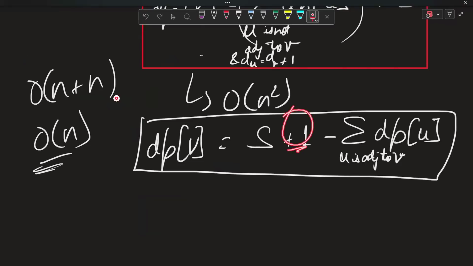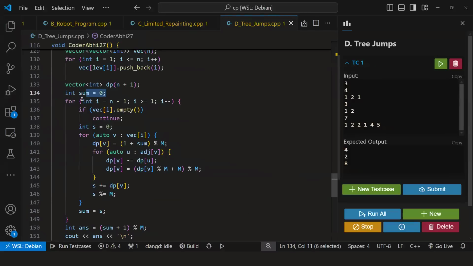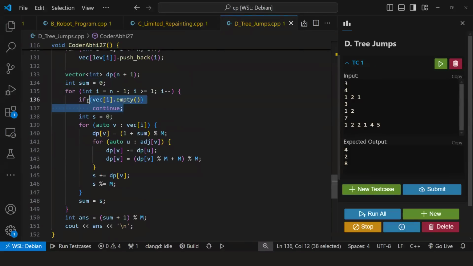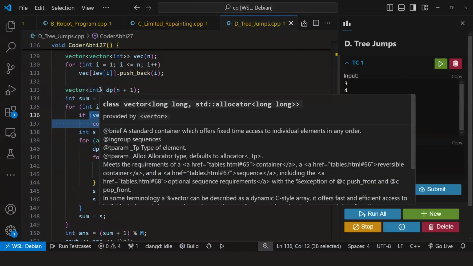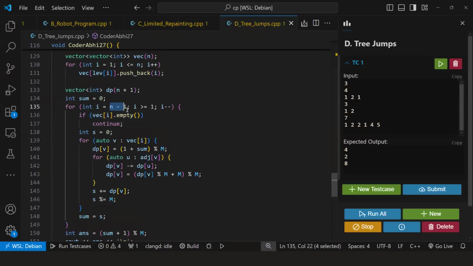So it would be 1 only. So your base case would be computed automatically here if you just initialize the sum with 0. So if vec I is empty, like I'm assuming there are n levels, but it may happen there are only less than n levels. I'm assuming there are levels from 0 to n minus 1. So I'm moving from n minus 1 to 1.